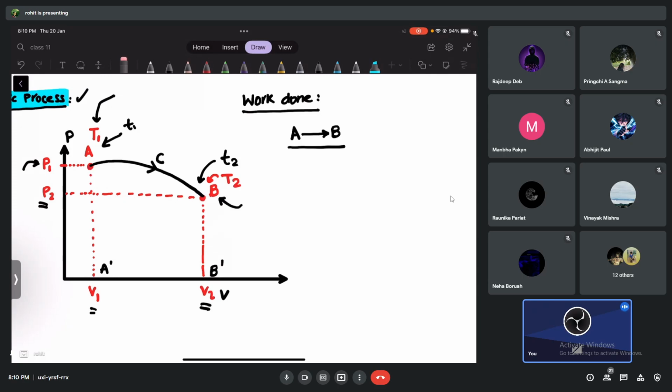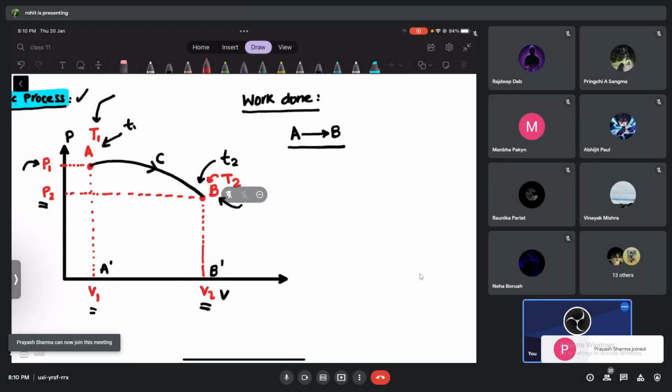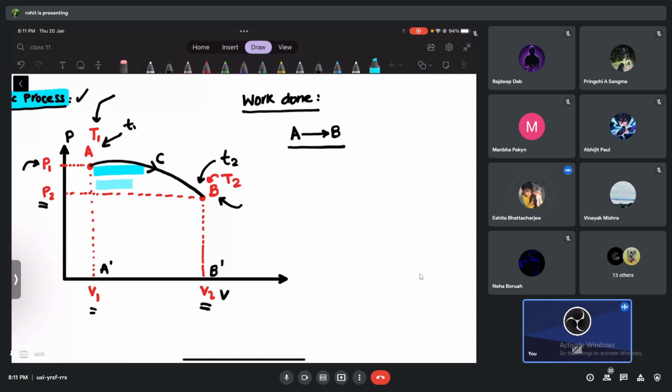Okay, going from B to A, no, so let's talk about this process here, going from A to B. Can you tell me, guys, how much is the work done? How do I calculate work done in this case? By looking at the graph, of course. So, the area under this graph right now.